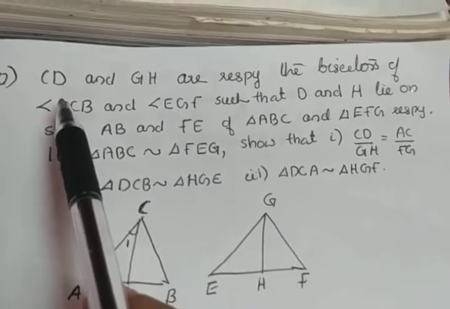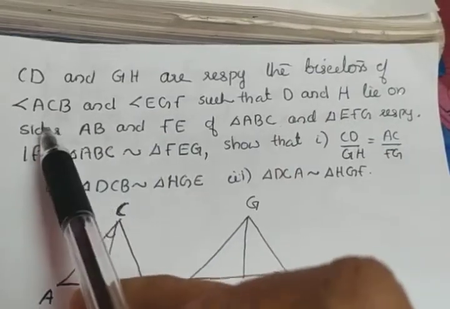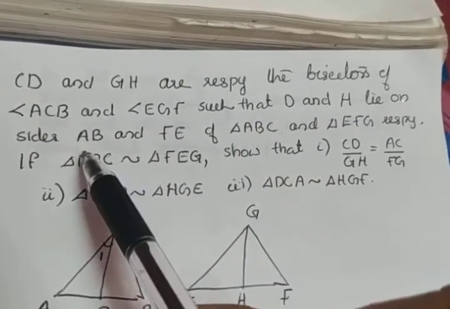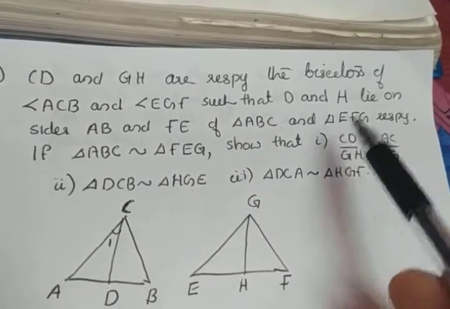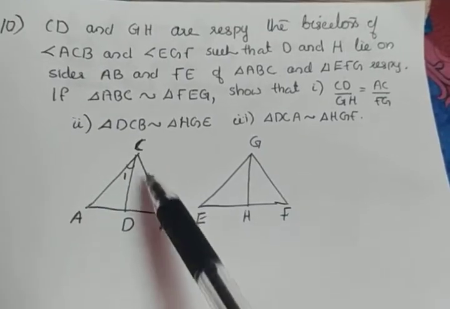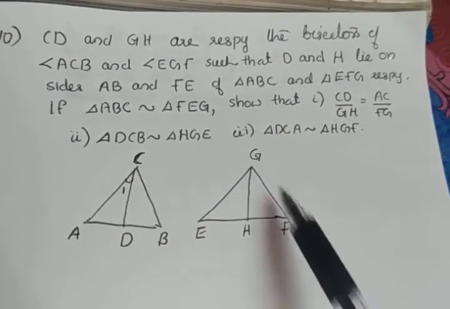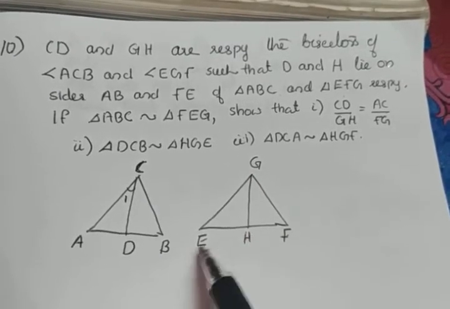So the next question. CD and GH are respectively the bisectors of angle ACB and angle EGF such that D and H lie on sides AB and FE of triangle ABC and triangle EFG respectively. So ABC is given as a triangle, CD is the angle bisector, D is on AB. In the same way, EFG is a triangle, GH is the angle bisector and H lies on EF.